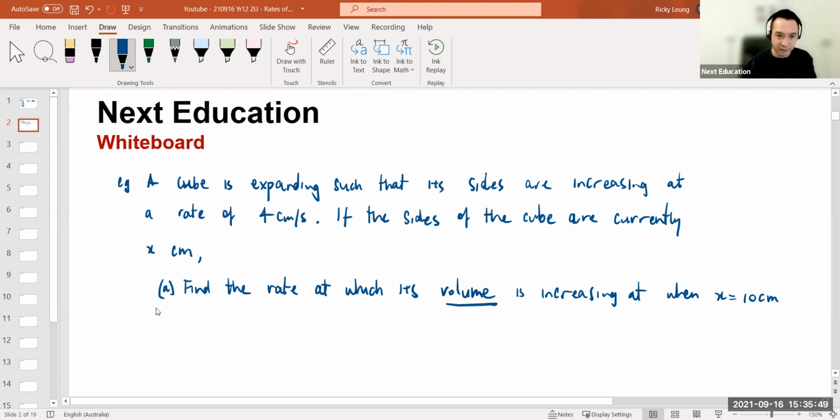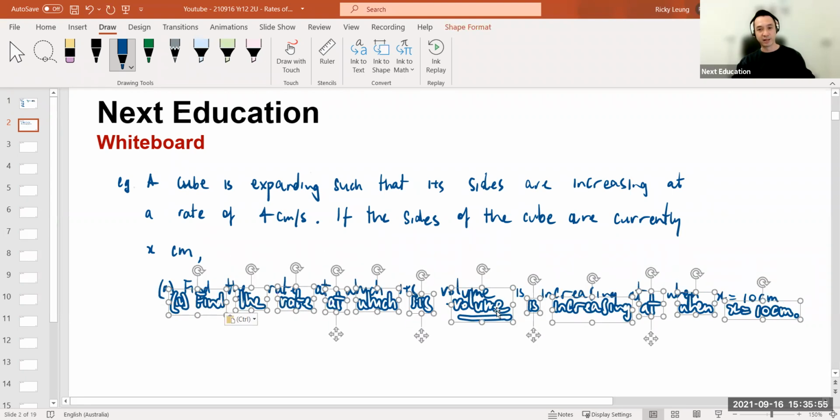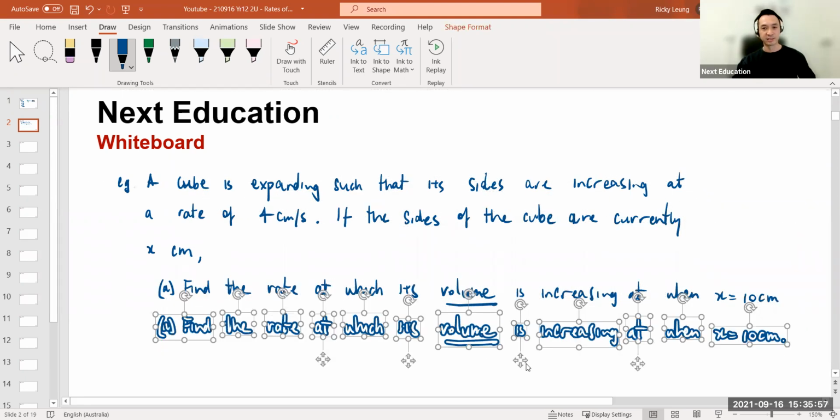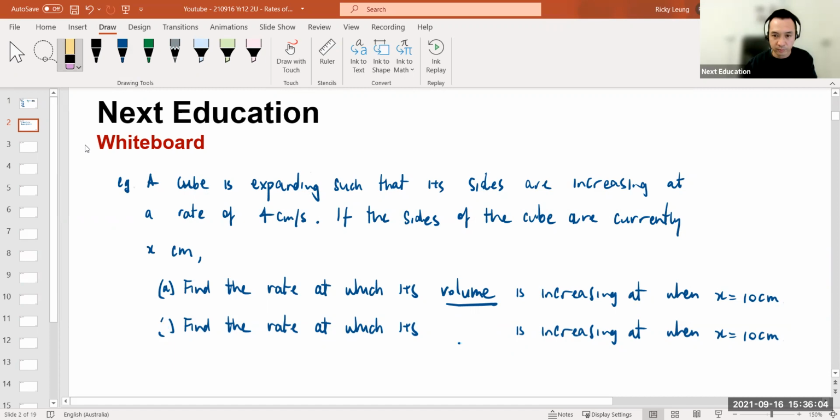You know what? It's so easy, I'm just literally going to copy and paste, and I'm just going to replace some keywords. Let's replace volume and maybe replace the 10. Let's call this part B, which is surface area. Hope I can fit that. X is 8 centimeters. It's copy and paste.